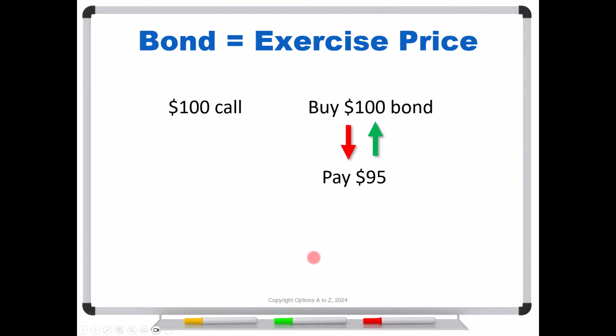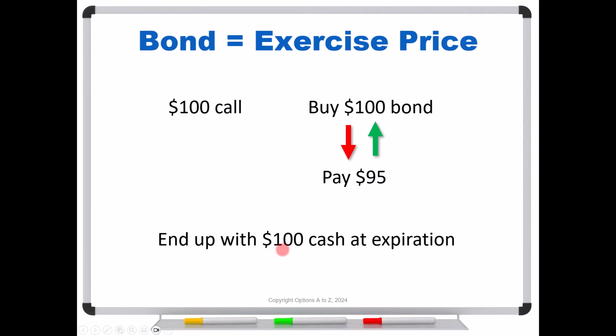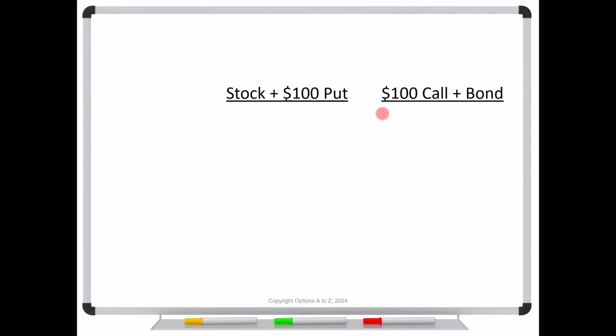And so the point to understand is that if we want the two portfolios to exactly mirror each other, we need to end up with, in this case, $100 cash at expiration. Whatever the strike is of the option that you're looking at, we need a bond to mature with that same value. So now watch what happens.